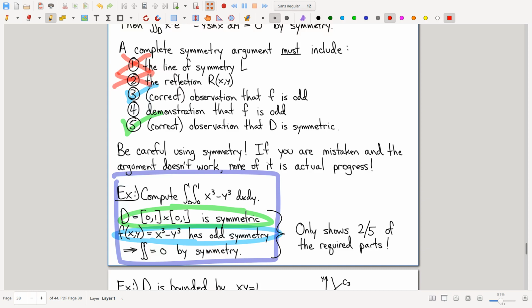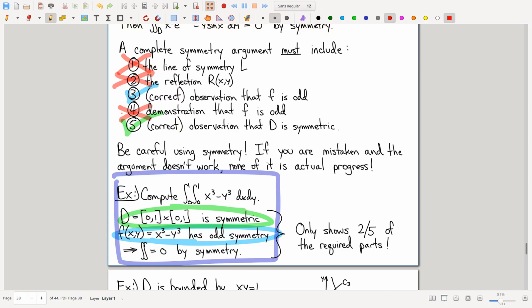Likewise, no discussion of the reflection formula, no discussion of why the function is odd. Not at all obvious that this is odd. The fact that the exponents are odd doesn't do it. Right? It depends critically on what line are you reflecting over and what's the nature of that reflection. So this student gets 4 points out of 10. Right? So please don't make this mistake. Right? Give me the full argument. I'll give you the full points. Does that make sense to everybody?